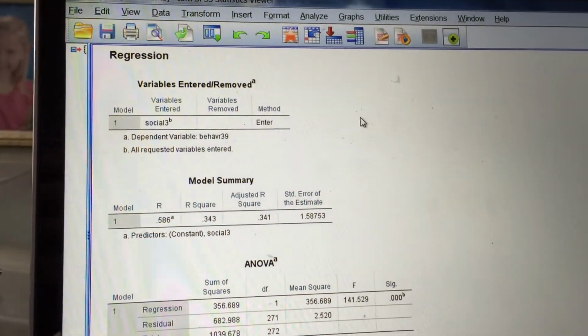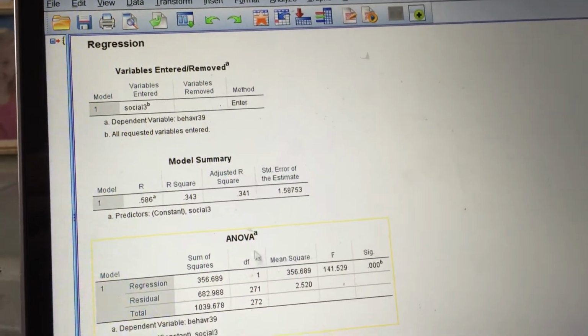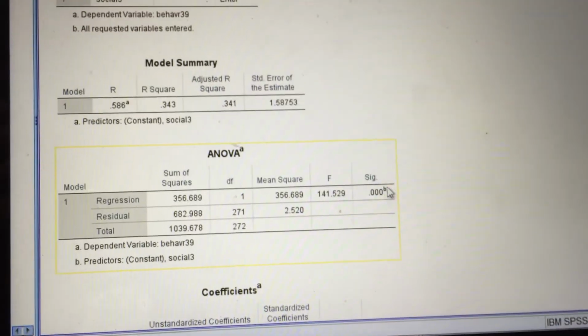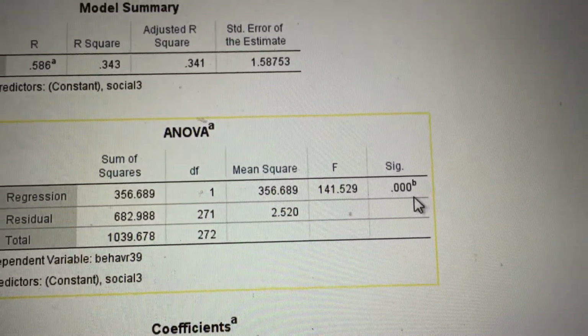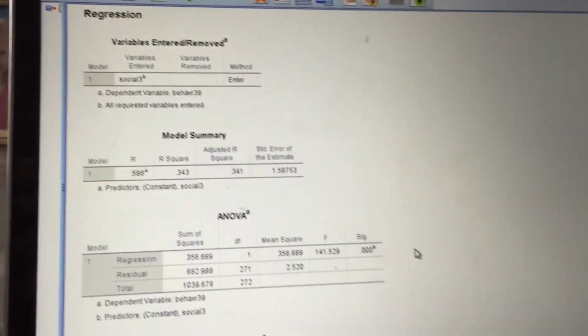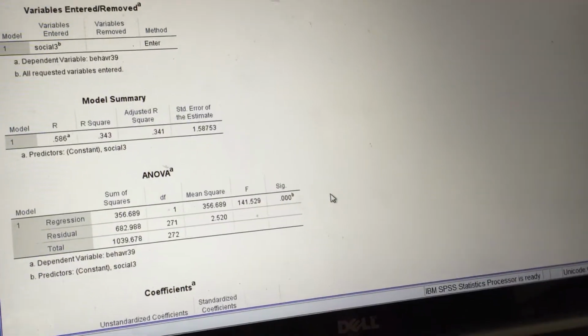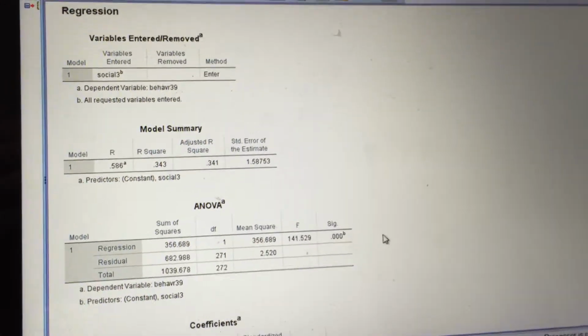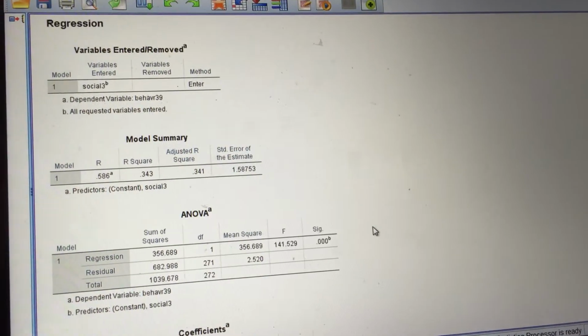When I want to determine whether I have a statistically significant linear equation, I come down to the ANOVA table and I look at the sig. And the sig in this case is 0.000. We know that our rule of thumb has consistently been 0.05 or less, and we know we have statistical significance. In this situation, we have a statistically significant linear model. So we know we've got something to work with.